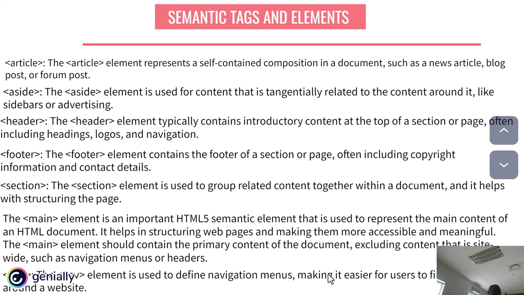Who can tell me what you got out of that explanation? When it says the article element represents a self-contained composition in a document, such as a news article, blog post, or forum post? So it's basically used in many articles and blogs to highlight information. Do you know why?